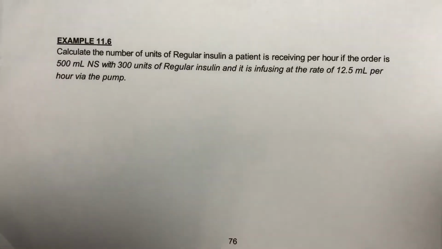Okay, so let's look at number 6. Calculate the number of units of regular insulin a patient is receiving per hour if the order is 500 milliliters with 300 units of regular insulin and it is infusing at the rate of 12.5 milliliters per hour via the pump.